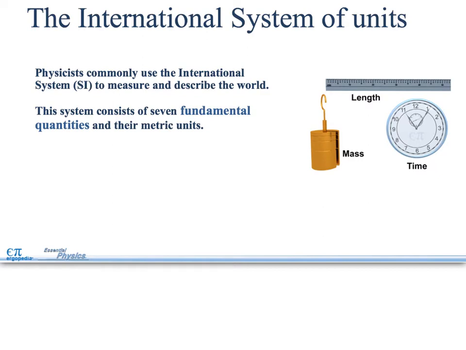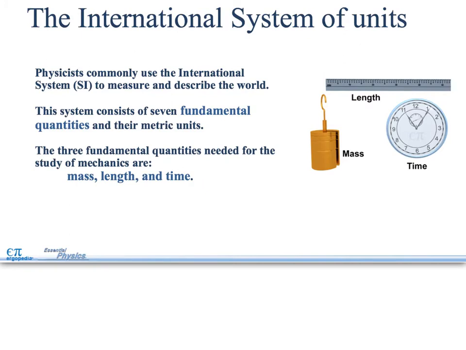All right, SI units. These are pretty much the standard units we use for science, and we use the metric system a lot of the times. Physicists commonly use the international system to measure and describe the world. The system consists of 7 fundamental quantities and their metric units. The foremost, the ones we use over here, are mass, length, and time. Like I said, the 3 fundamental quantities are mass, length, and time, and they are used in just about every type of problem that we're going to be working.